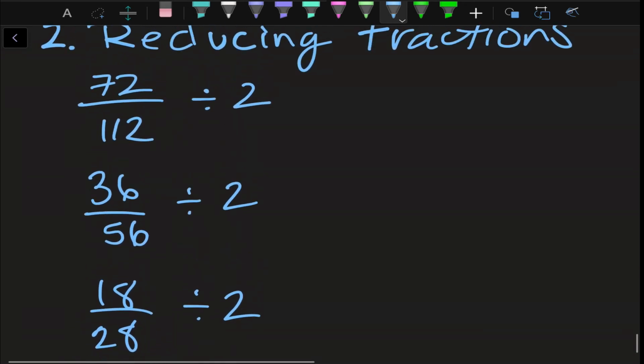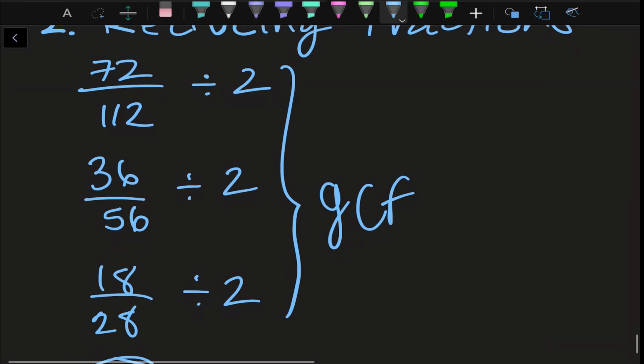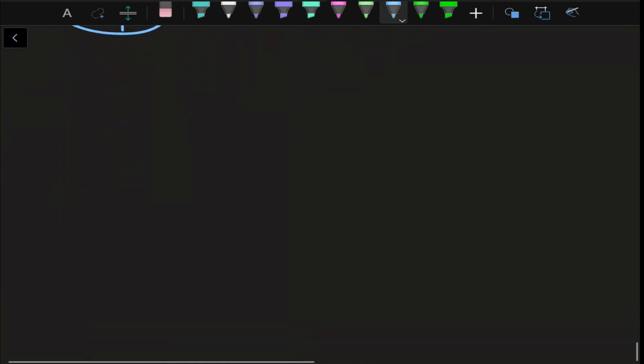Pretty straightforward. Again, we could also find the greatest common factor and divide by that. But who knows, maybe you don't know the factors of 72 and 112 by heart, which I wouldn't expect you to, so it's perfectly okay to just divide by 2 all the way down, because we know that they divide by 2.